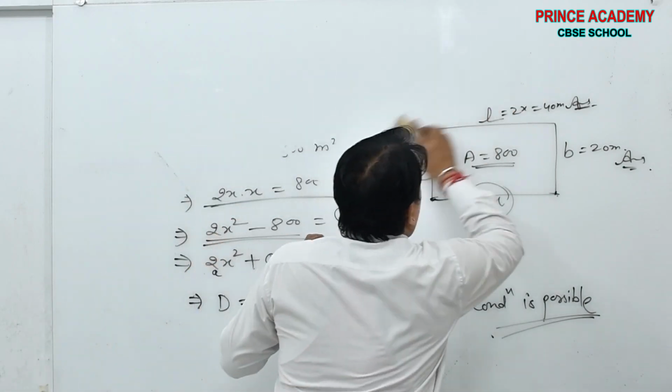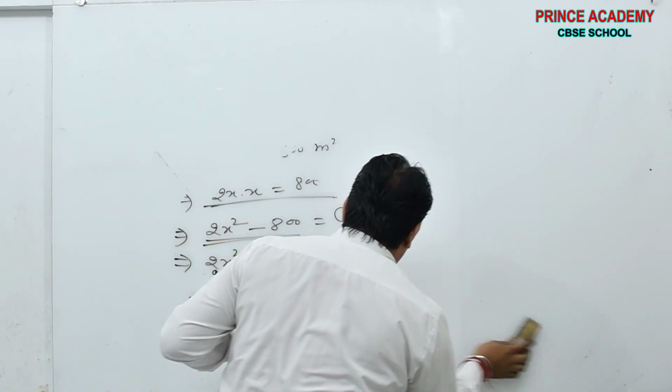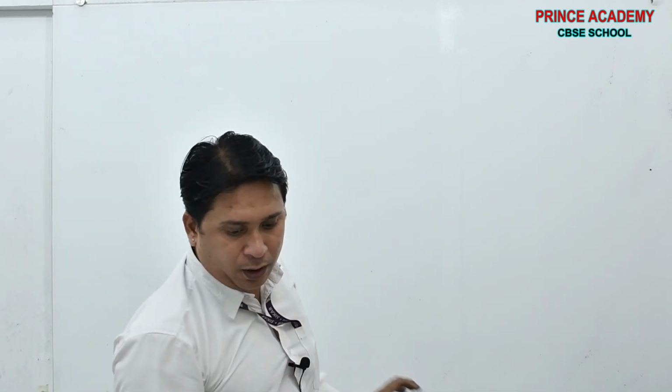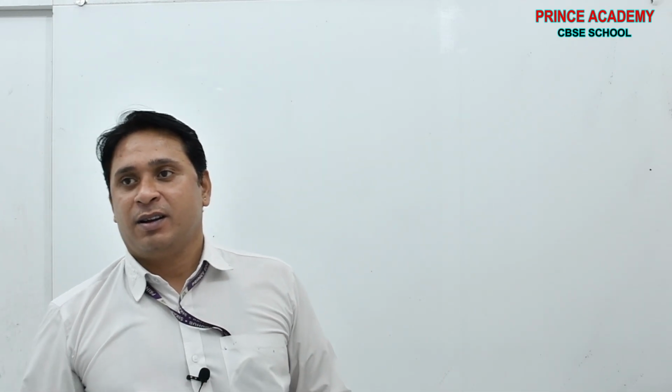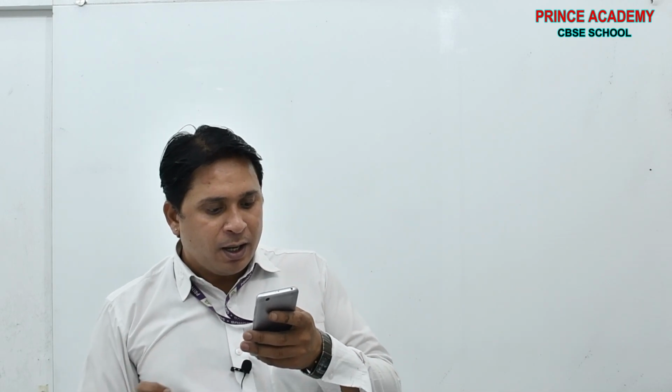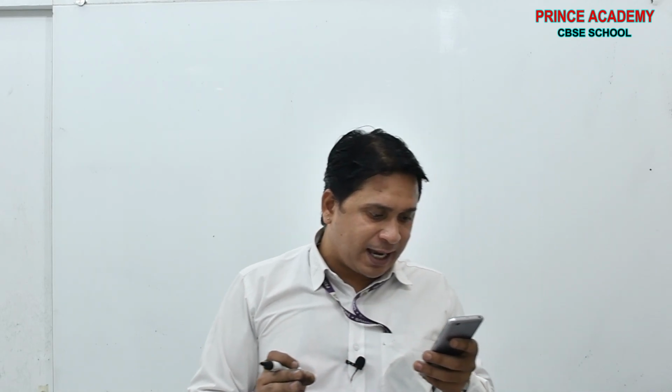Question number 4. See beta, what is given in question number 4? Okay beta, this is the last question I am going to do. Is the following situation possible? If so, determine their ages. Okay. The sum of the ages of two friends is 20. 4 years ago, the product.